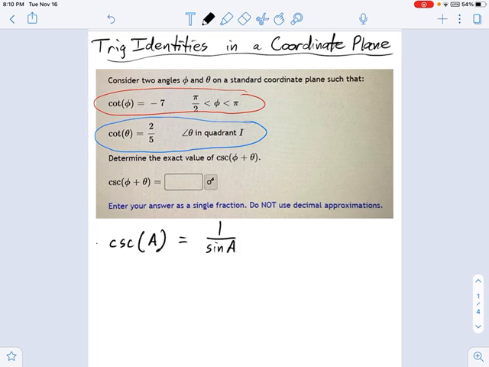Now, if that's true, who cares if A is called A, or maybe it's called phi plus theta, right? If it's phi plus theta, no problem, just replace it in both places. Phi plus theta. And you'll see if we can figure out sine of phi plus theta, all we have to do is flip that fraction around and we have cosecant of phi plus theta. So let's go ahead and start doing that.